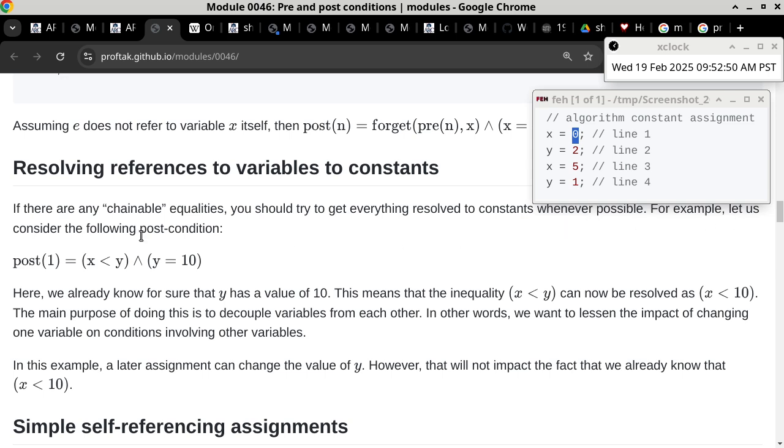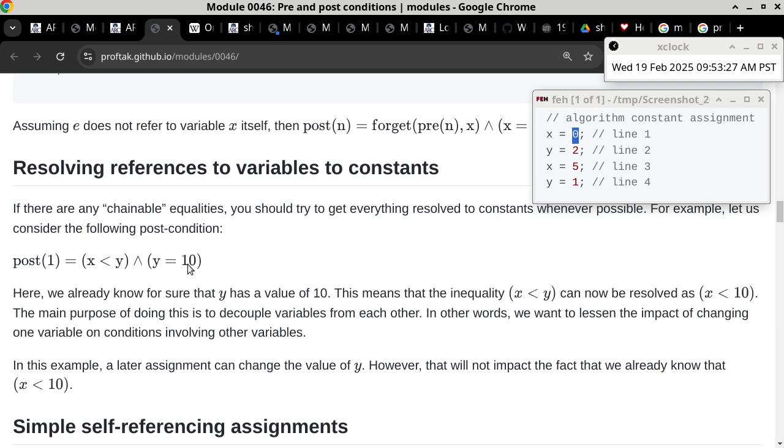For example, let us consider the following post condition. I'm not telling you why, I'm simply telling you this is true. The post condition of line 1 says x is less than y and y equals 10. So what this means, if we want to resolve references to constants, is we need to change this y to a 10. So the whole thing becomes x is less than 10 and y equals 10. Whenever you can change a variable to a constant, do it.